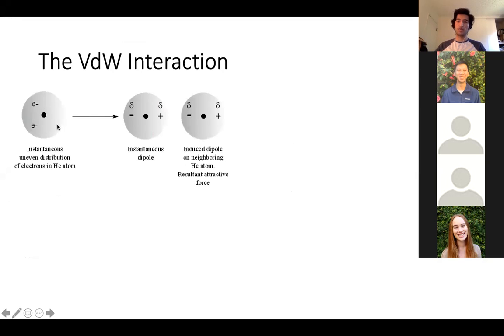In all atoms, you have a nucleus surrounded by electrons, and because the electrons are always moving around the nucleus, there can be temporary moments in which more of the electrons line up on one side of the atom than the other, and that creates this transient dipole, which you can see right here, where half the atom is slightly negative and the other half is slightly positive.